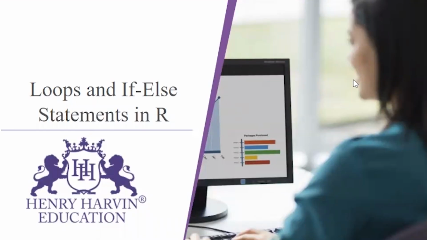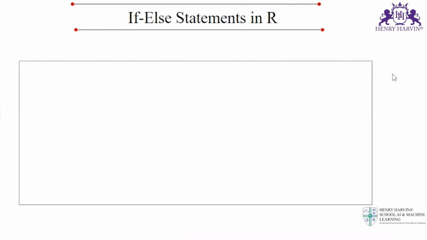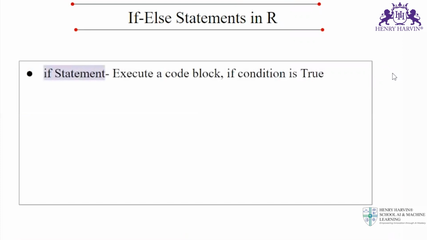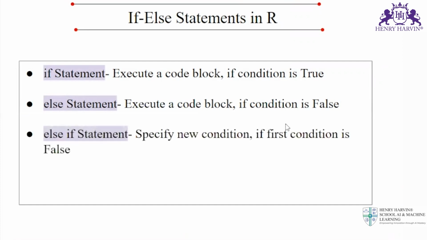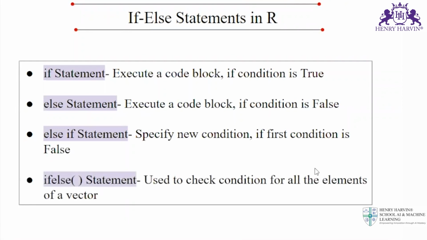If-else statements in R. There are different types of if-else statements that we can use in R. First is the if statement, in which there will be a code block that will get executed if the condition is true. The second is the else statement. It gets executed when the condition is false. The third is the else if statement, which specifies a new condition if the first condition is not met. The fourth one is the ifelse statement, used to check the conditions for all the elements present in a vector.